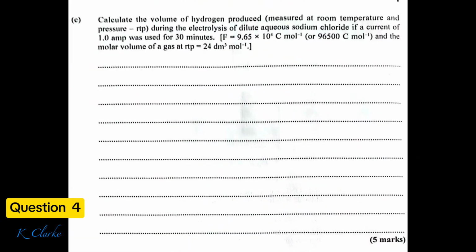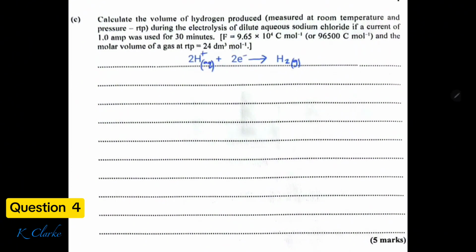C. Calculate the volume of hydrogen produced, measured at room temperature and pressure (RTP) during the electrolysis of dilute aqueous sodium chloride if a current of 1 ampere was used for 30 minutes. Faraday's constant that we're using is 96,500 coulombs per mole, and the molar volume of gas at RTP is 24 dm³ per mole.